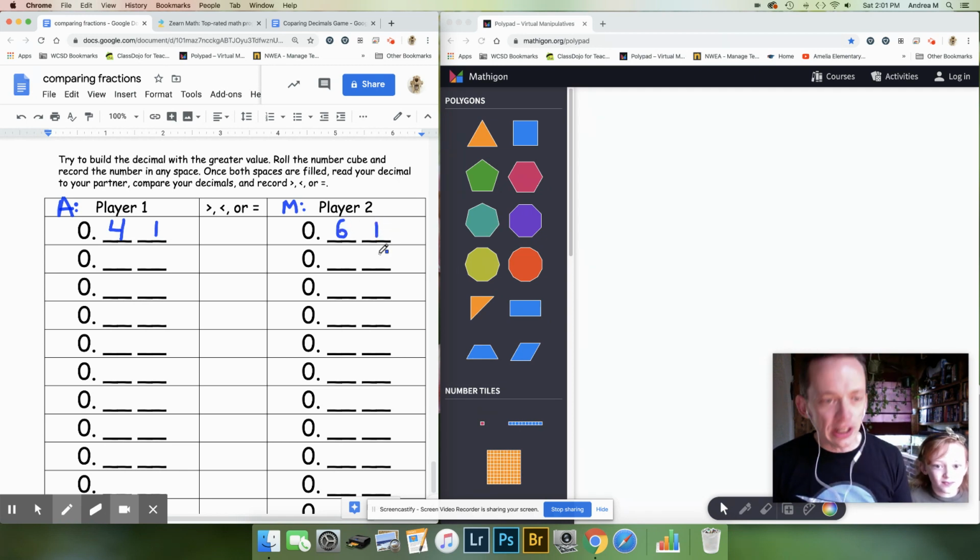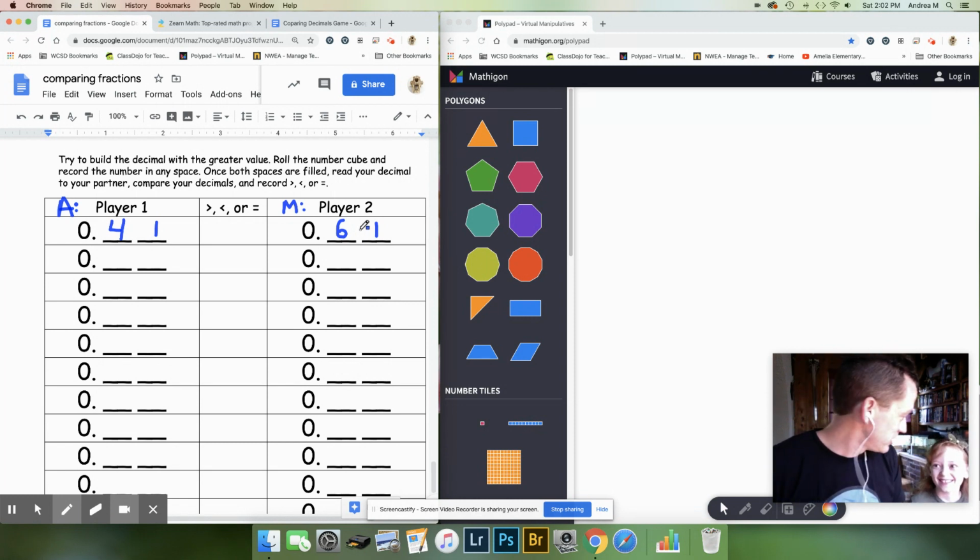Okay, so now you take a look at what we have. Using these symbols, what makes the statement true? Do we have 41/100ths for Alice, 61/100ths for me? Who wins this round? Do you know who wins? Who has the larger number, you or me?